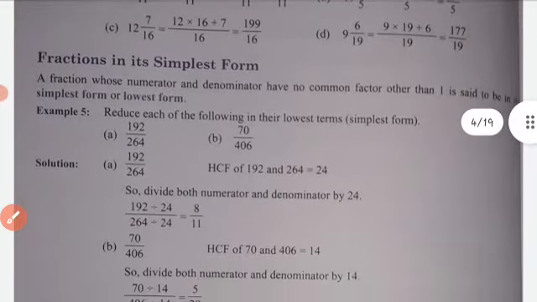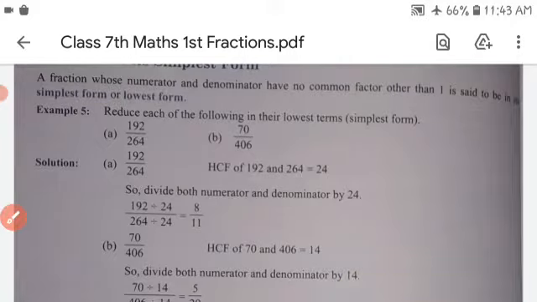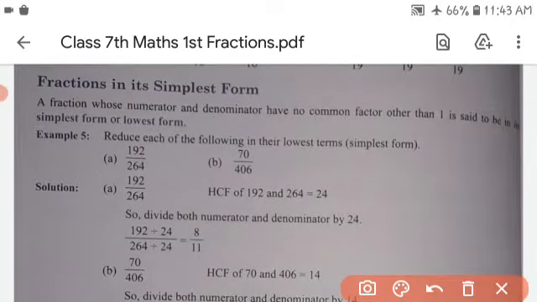Now children, fraction in its simplest form. A fraction whose numerator and denominator have no common factor is said to be in its simplest form or lowest form. Reduce each of the following to lowest terms. 192 upon 264. Now here divide both by 24 because the HCF is 24. So the result comes to 8 by 11, which is the simplest form.